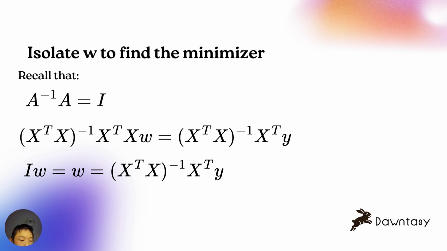And thus the left-hand side becomes I W, because remember, the inverse multiplied by the original is always the identity matrix. And because the identity matrix does nothing to the original thing, that's just W. So we've essentially gotten rid of that term. Thus, W equals X transpose X inverse multiplied by X transpose y. That's our closed form solution.